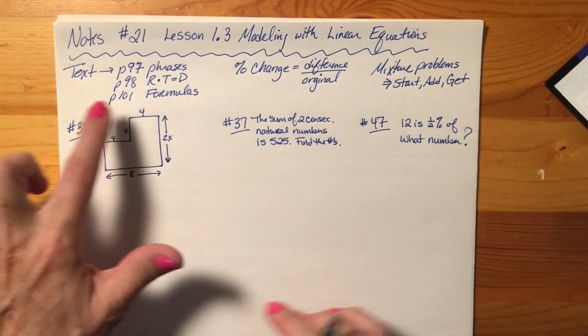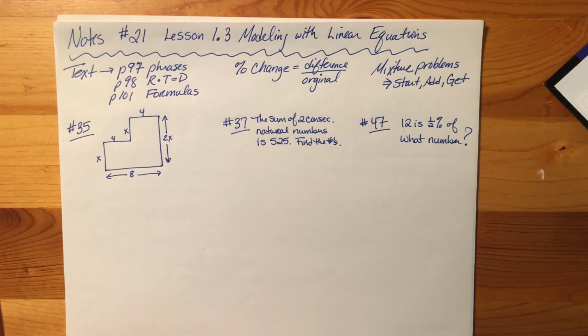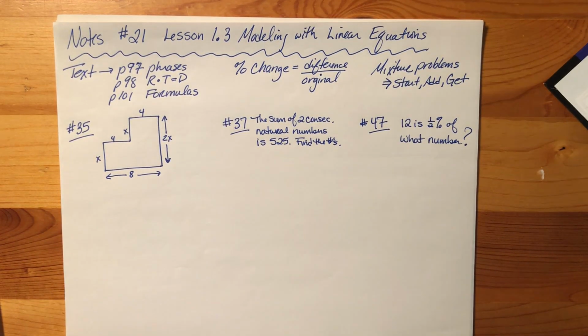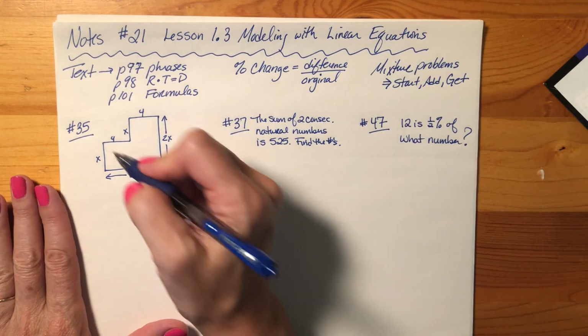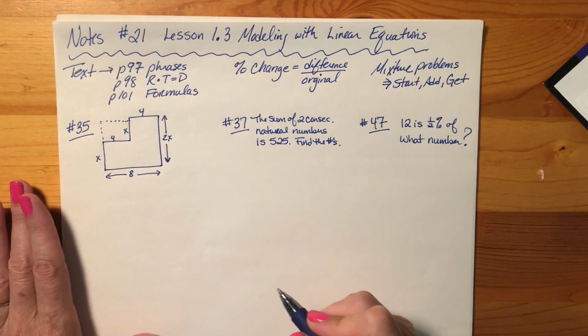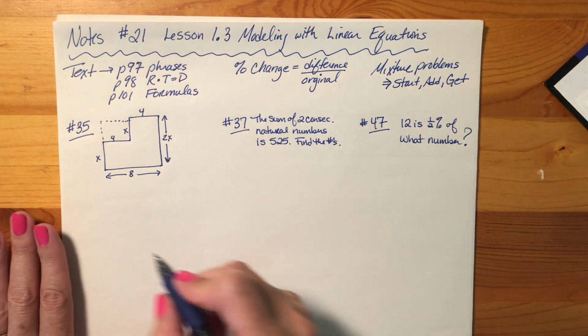Okay, so the first one, number 35, I've drawn the figure here. They want to know what the area is. Okay, so they want to know the area of this shape. Now you could stare at it, let it talk to you. Everybody might see it a little bit differently. I'm thinking right away that this is a quadrilateral, and I just have that section that's missing.